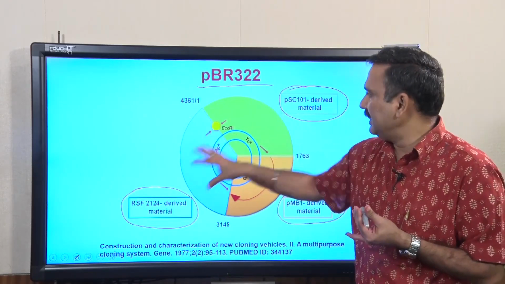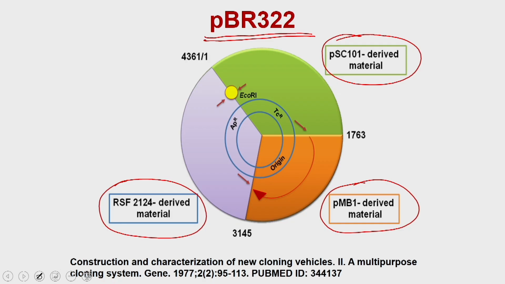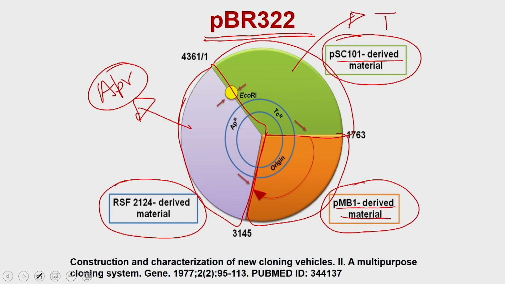That's how they designed a new plasmid called pBR322. You can see that they have taken this part of the DNA from RSF2124, this part from pSC101, and this part from pMB1 derived material. From RSF2124 they have taken the ampicillin resistance gene, and from pSC101 they have taken the tetracycline resistance gene. That is how they introduced two selection markers into the plasmid, and then they took the origin of replication from pMB1.